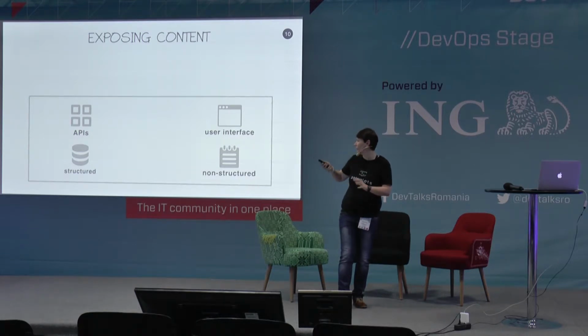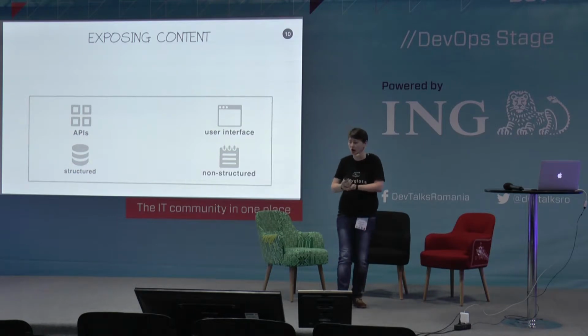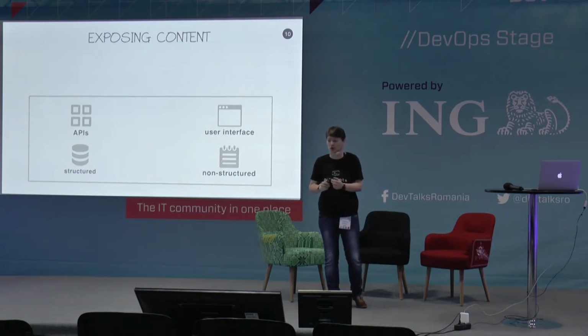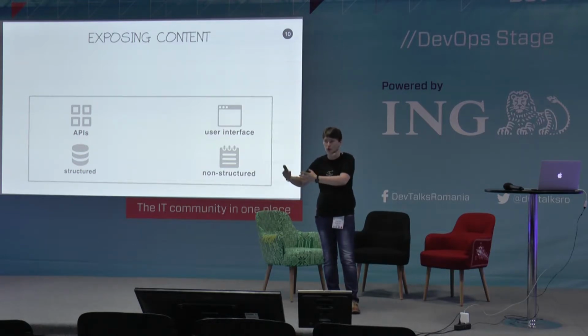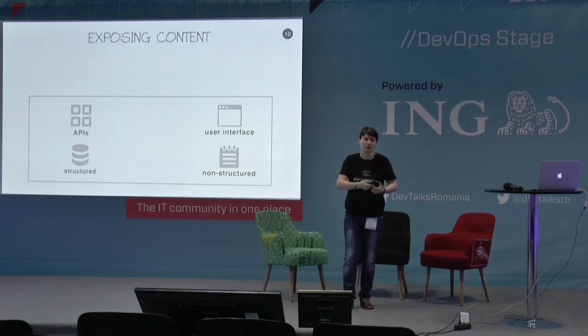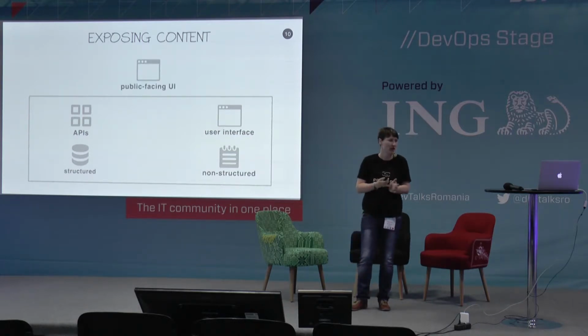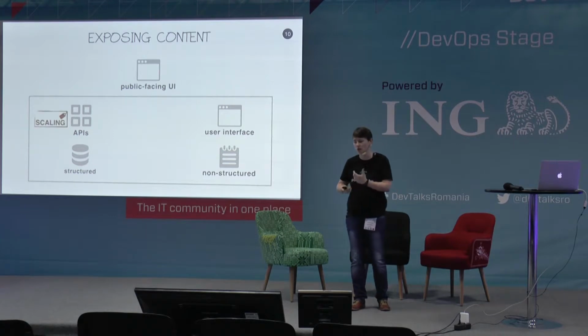This is just all the components that we have in our company. So we have structured and non-structured information, to make it more simple. Then we have a UI to manage it, even if the UI is called Excel or Word. And the technical team is already building APIs to expose some of the content to a public-facing user interface. Now, this comes with some issues.